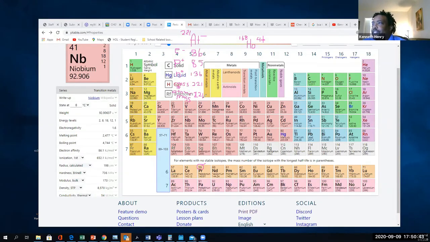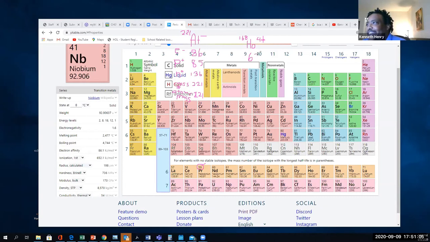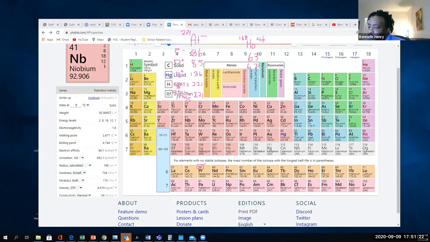So, number of electrons. 63. That's right, 63, because this is 4 plus. So normally it would be 67, but we're losing 4 of them, so we subtract. Right. Okay, number of protons: 67. Number of neutrons: 101.